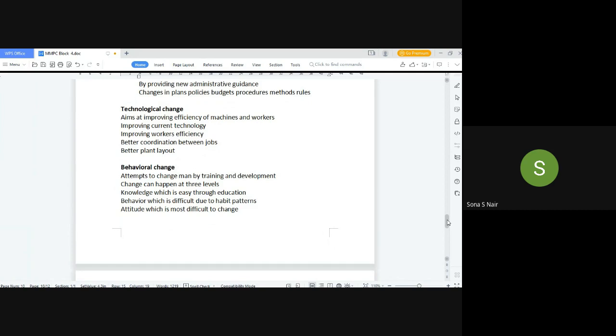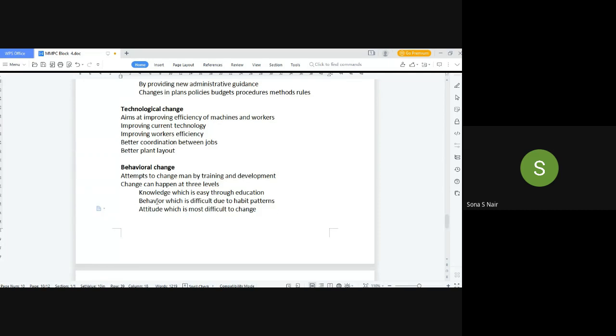Okay? What do you do? You have to train your people. You might be required to change your employees by making them more skilled, making them more up to the mark to meet the competition and the changes in the environment. Change can happen at three levels: knowledge, behavior, and attitude. When you want to change people, it can happen at three levels. Knowledge is very easy because you want to educate people, give them new knowledge, and they will be able to manage the change.